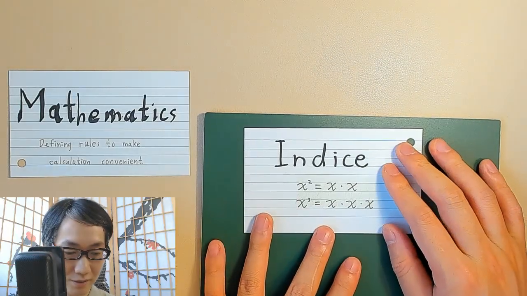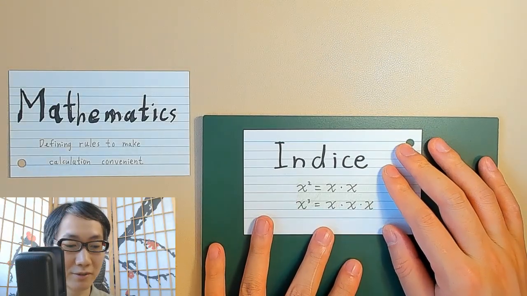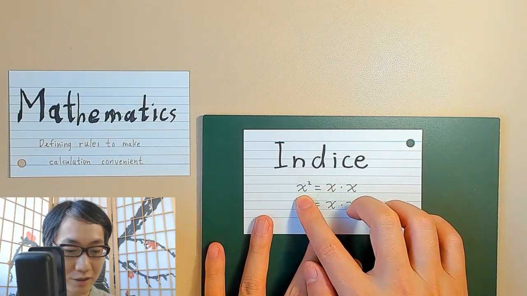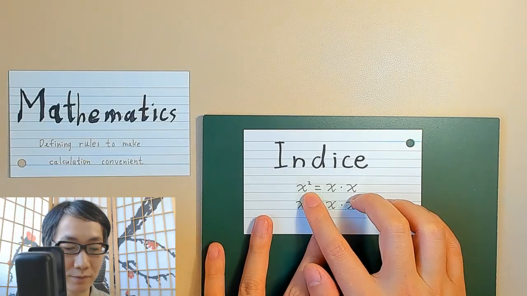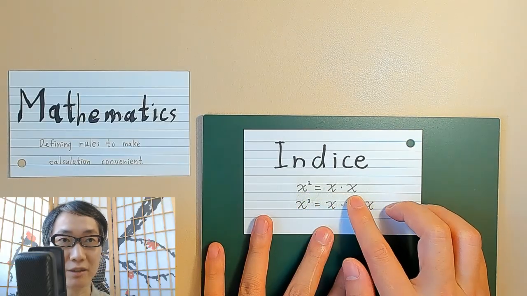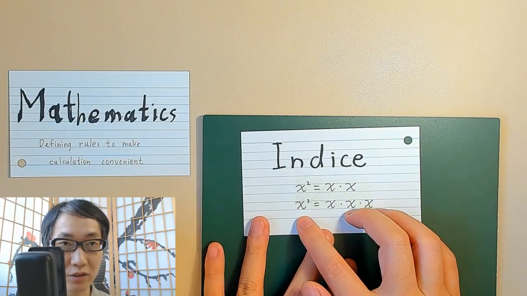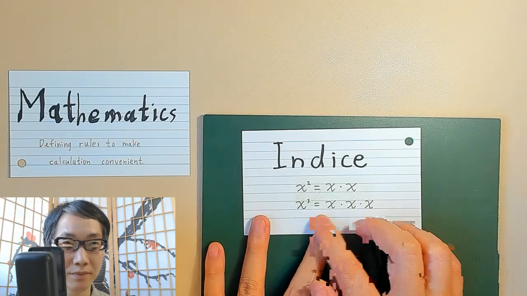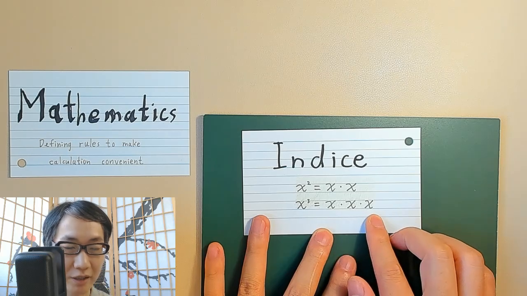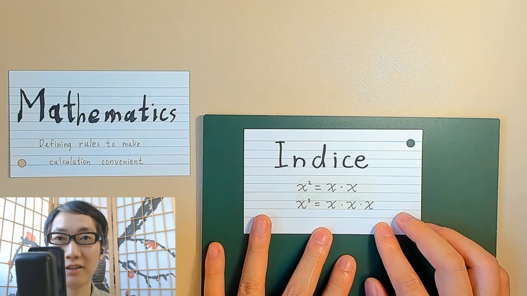So Indice is not a new operation. x squared, or x to the power of 2, means x times x. x cubed, or x to the power of 3, simply means x times x times x. And that is Indice.